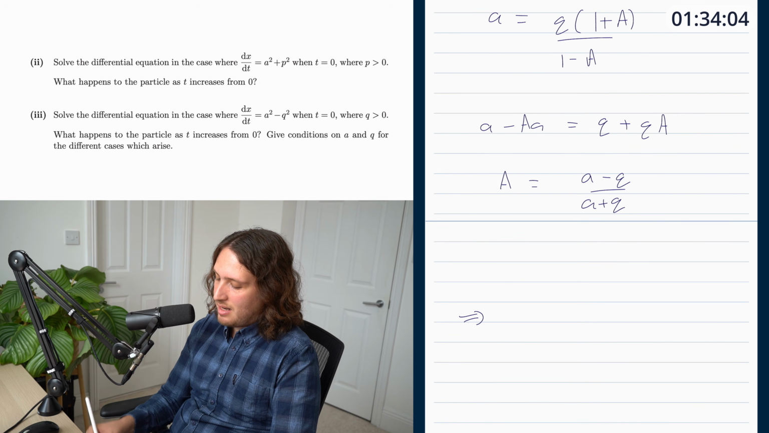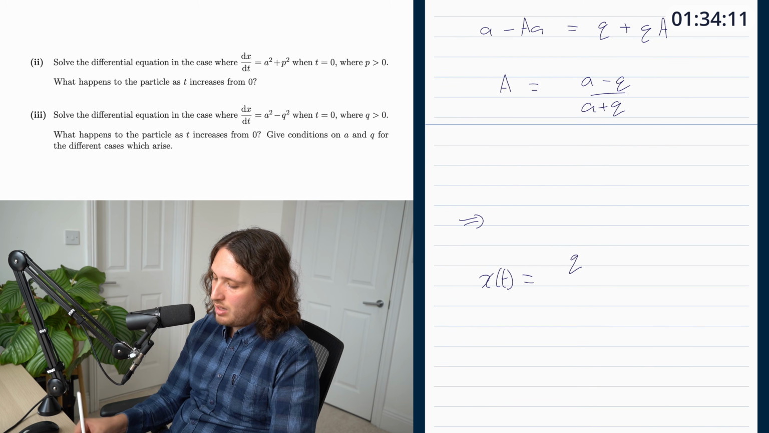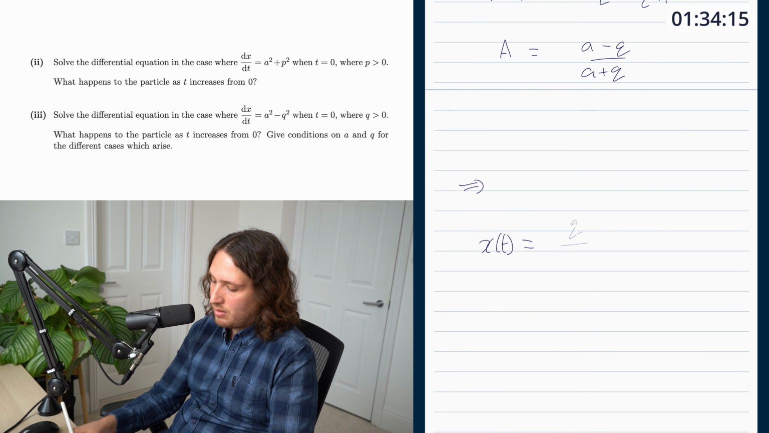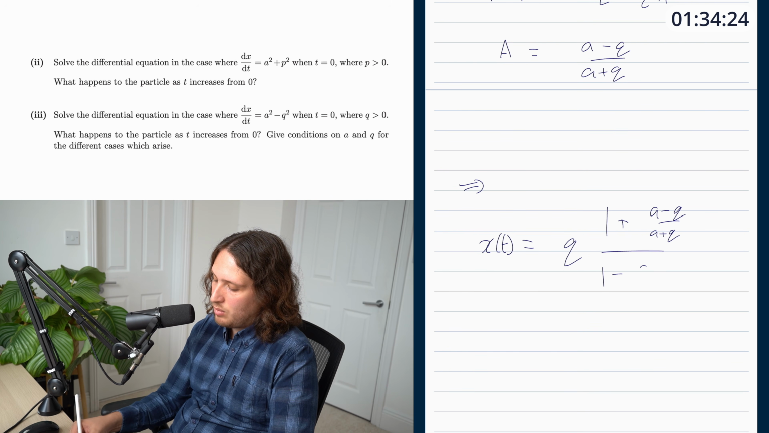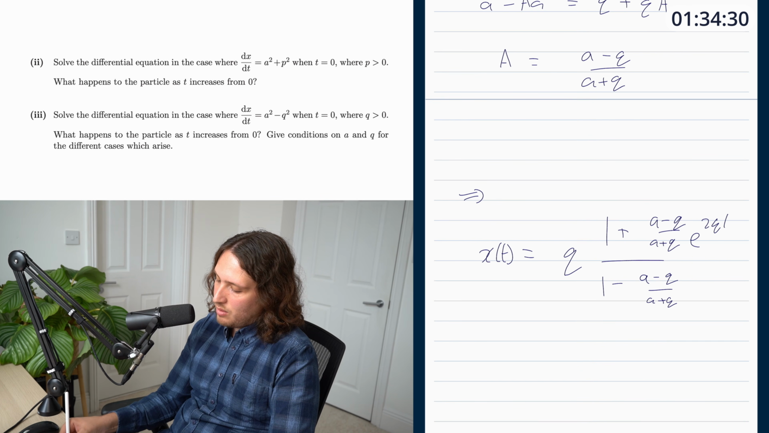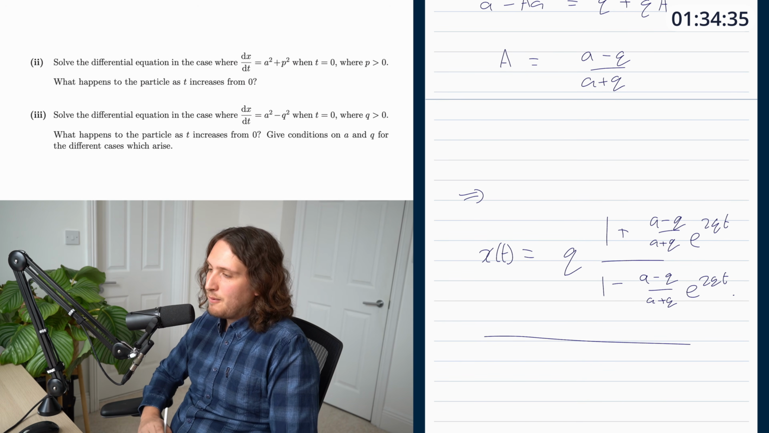So that means then x of t is q over, well, let's just factor off the q. It's a bit horrible, but so be it. A minus q over a plus q, over 1 minus a minus q over a plus q, I think that was a minus and a plus, e to the 2qt, e to the 2qt. Okay, we've solved for it.